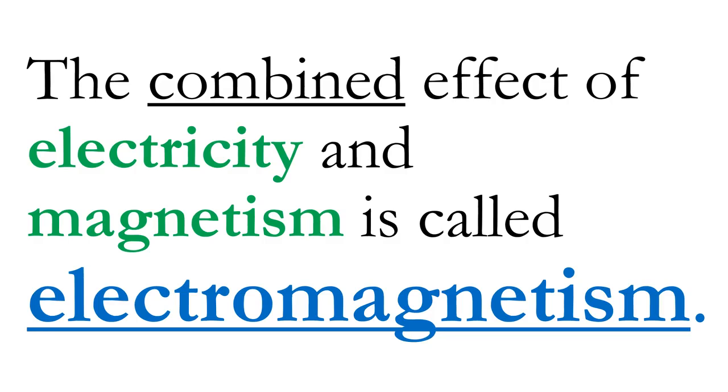The combined effect of electricity and magnetism is called electromagnetism. You can check here carefully. Electromagnetism has both the words: electro taken from electricity, and magnetism from the word magnetism. Hence, wherever we learn or discuss electromagnetism, it already includes both the effects, the electrical as well as magnetic.